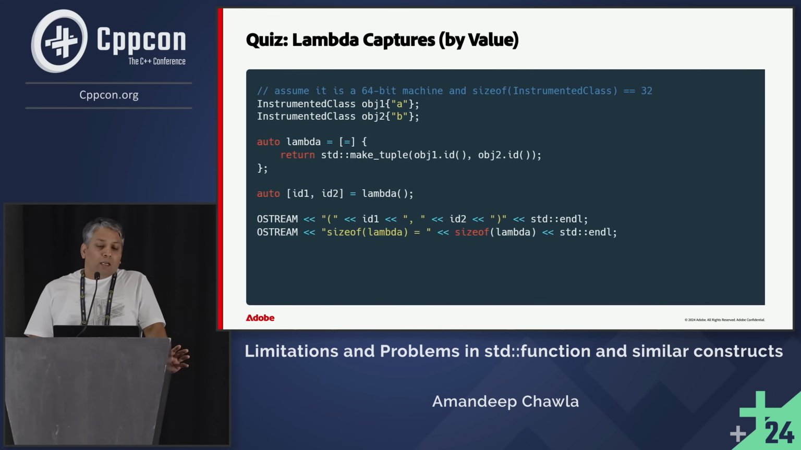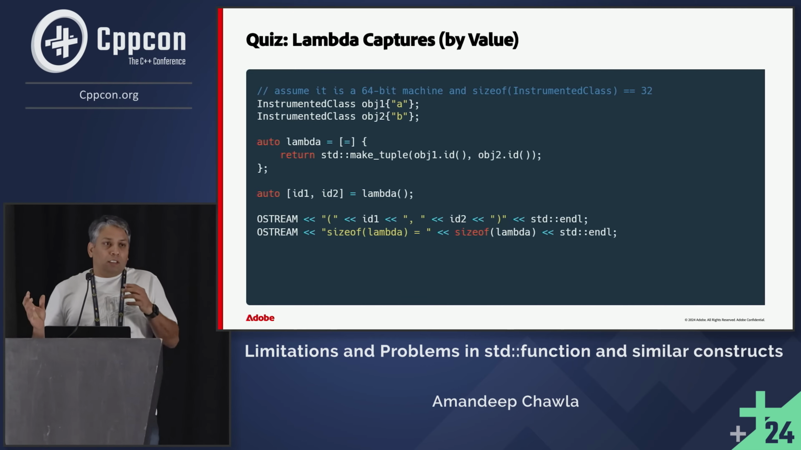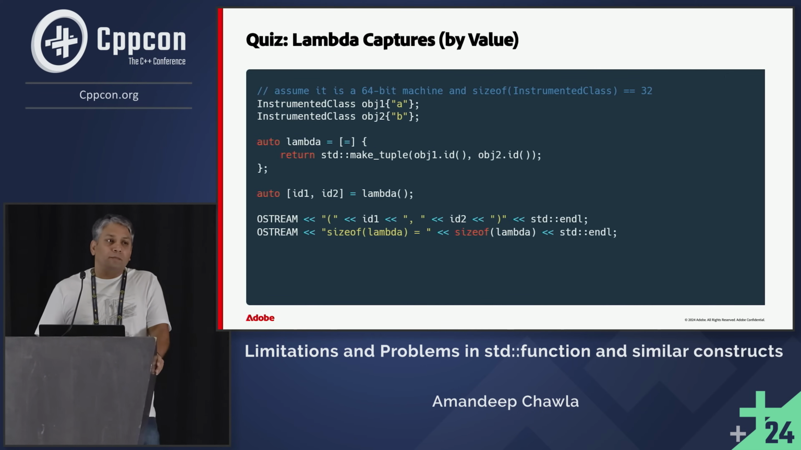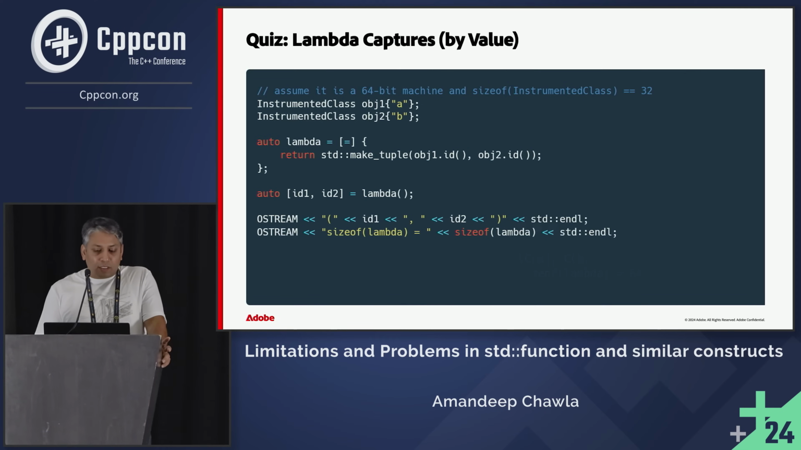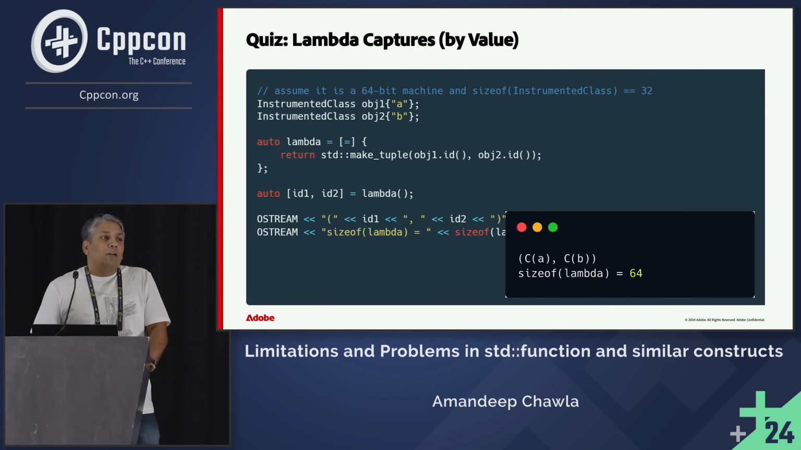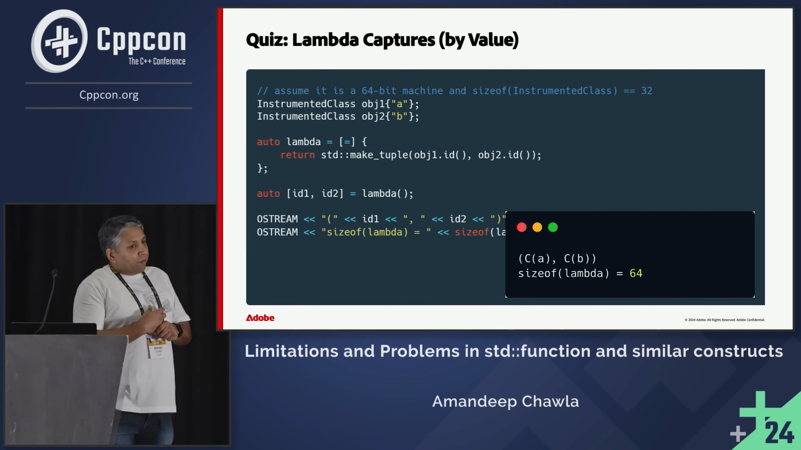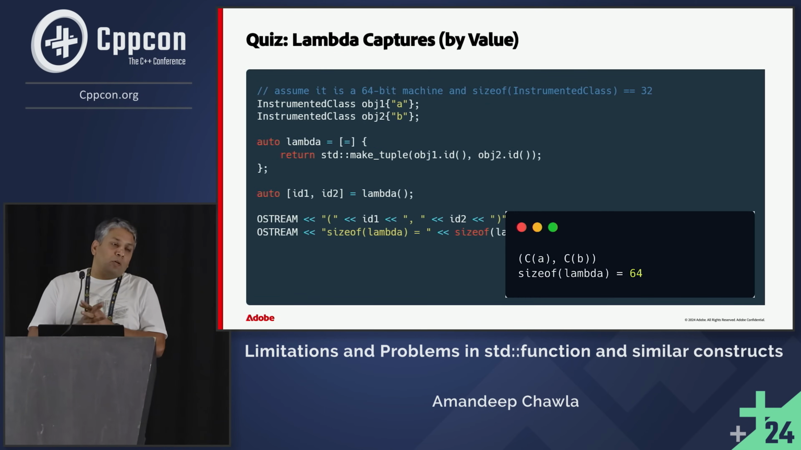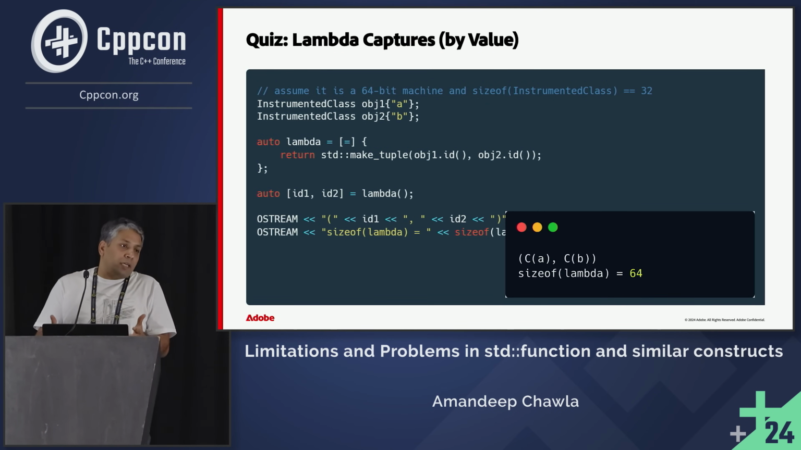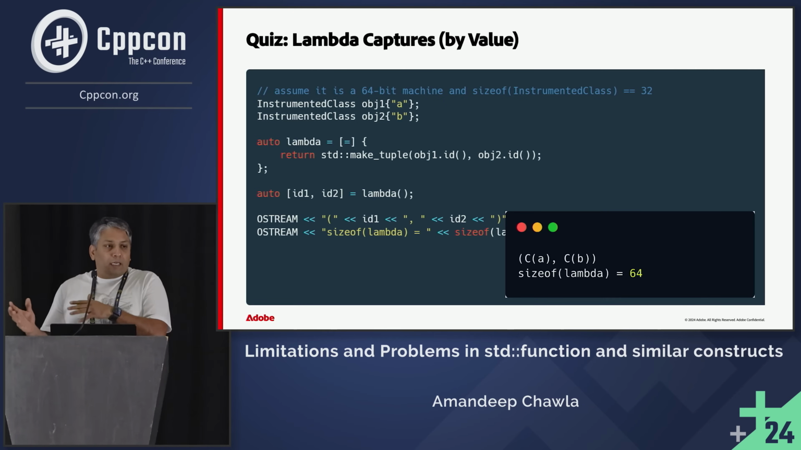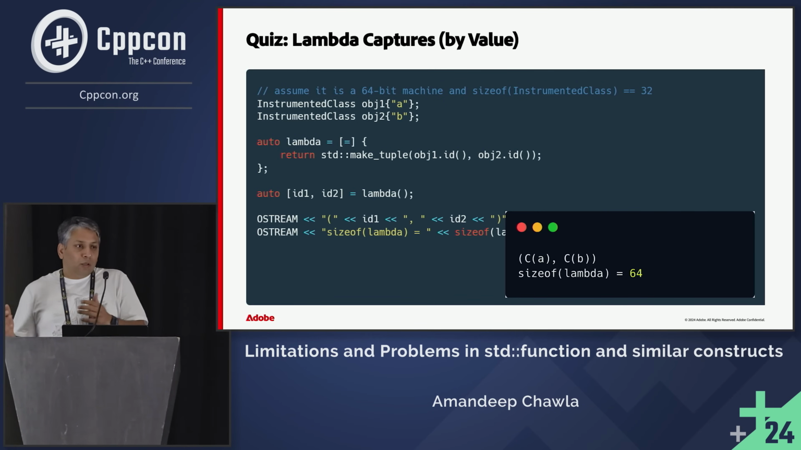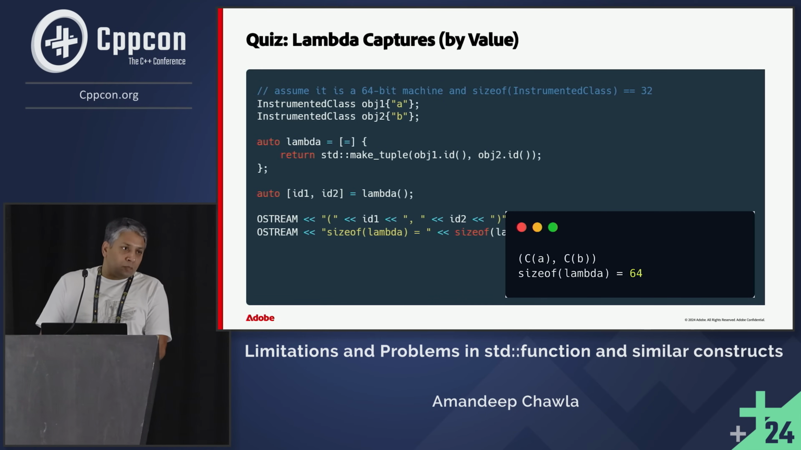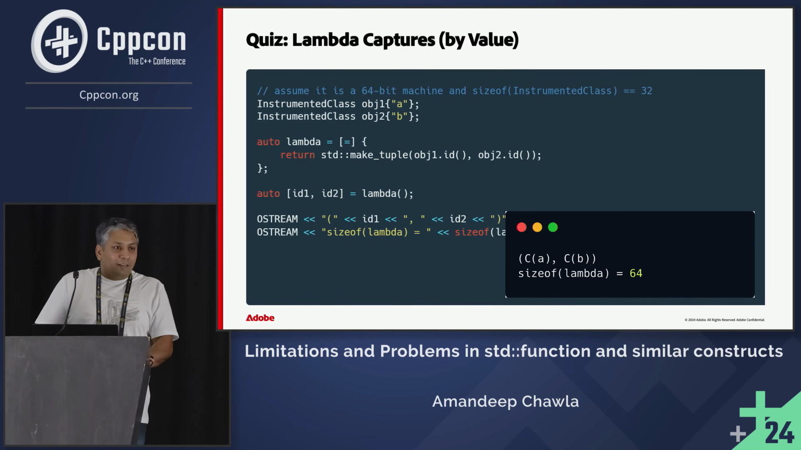When I'm returning the IDs, will there be a change? Copies will be happening and the size will change. And perfectly, there is one copy happening on A and one copy on B, and the size of the Lambda has increased to 64 because each instrumented class has a string, which is 32 bytes, and 2 captures, so 64. So any questions till now to get the groundwork for the next stuff?